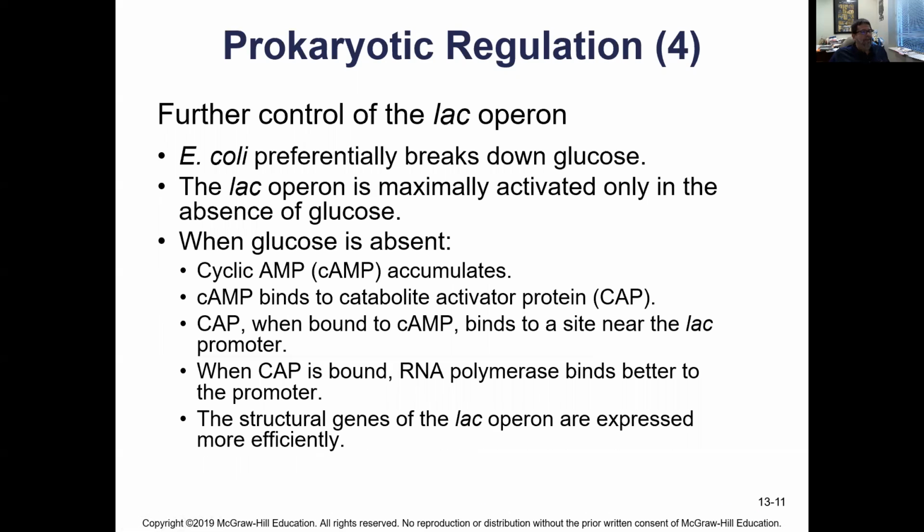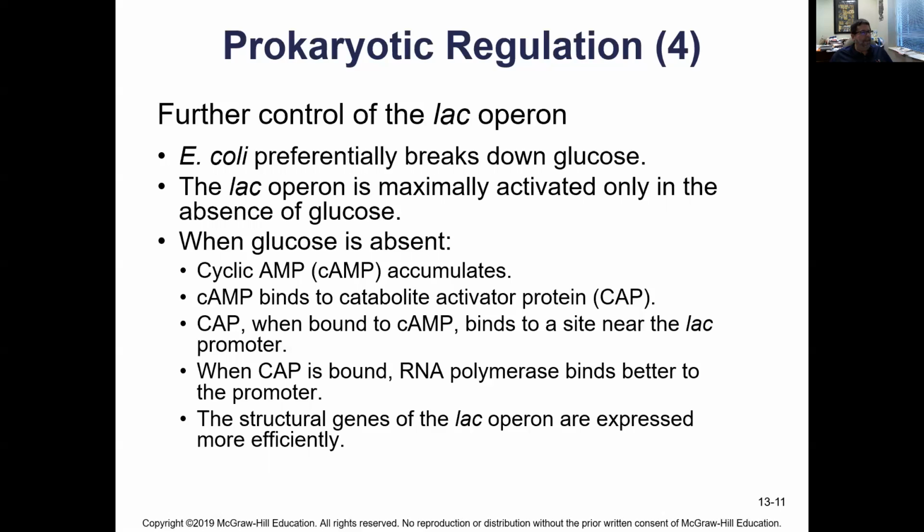Okay. They further discovered that this lac operon in E. coli preferentially breaks down glucose. So the lac operon is maximally activated only in the absence of glucose. When glucose is absent, cyclic AMP, which is a real famous second messenger, is produced. This is probably one of our 24 or 25 hormones that we have in our body. Probably half of them bind to receptors and trigger the production of cyclic AMP. So it's real famous. It's called the second messenger because it's the continuation of the hormone inside the cell. Well, here it is in bacteria.